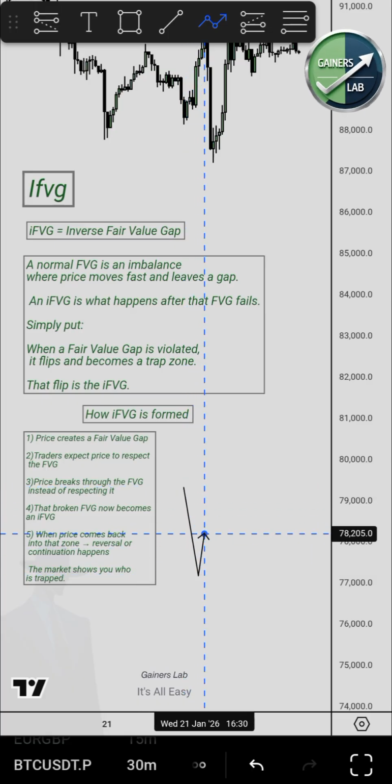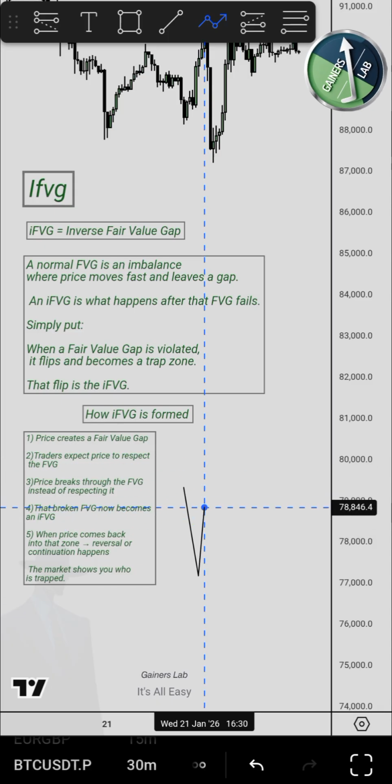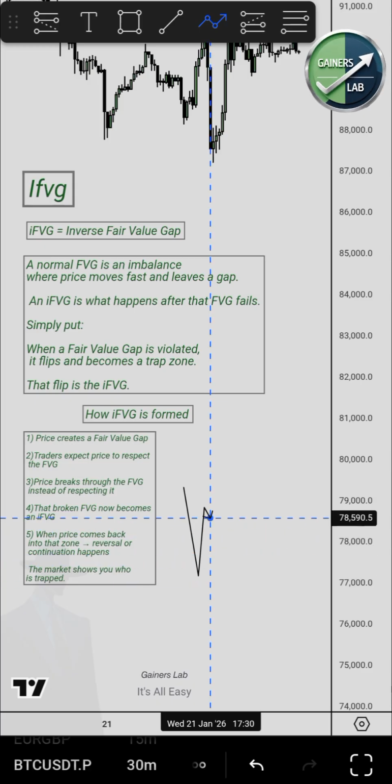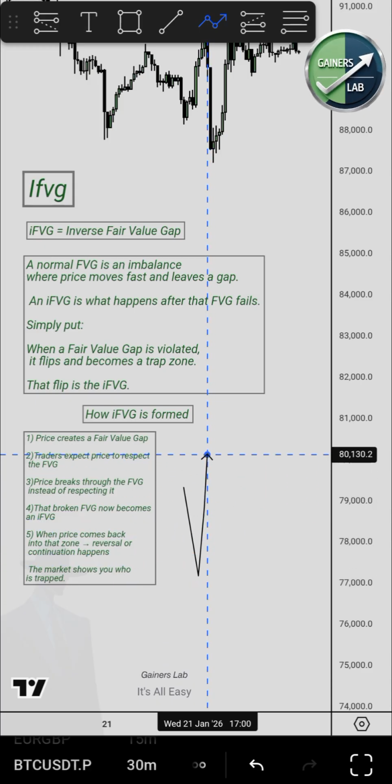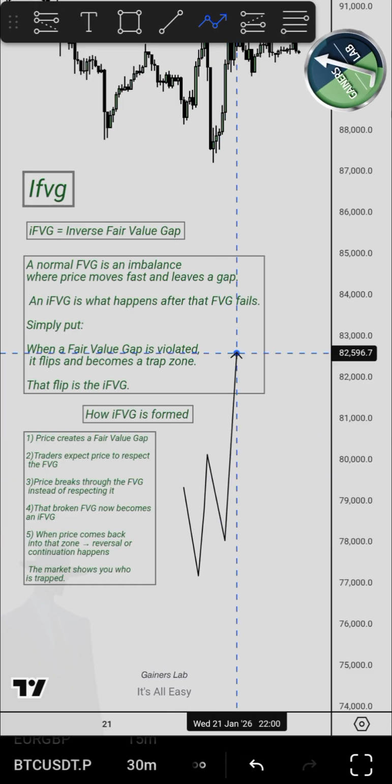Traders expect the price to respect this FVG. The price breaks through the FVG instead of respecting it. Price is supposed to respect and react, but it breaks through it. So now that broken FVG becomes an inverse FVG. Where price comes back into that zone, it can be considered a reversal or a continuation. So the market will come back into the FVG, then boom to the upside.